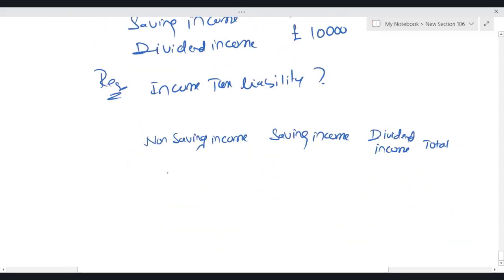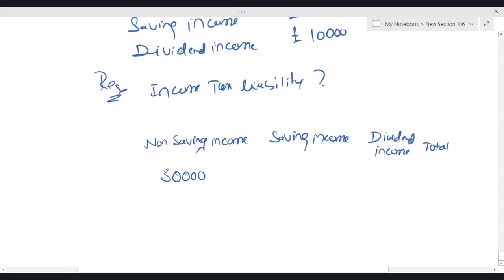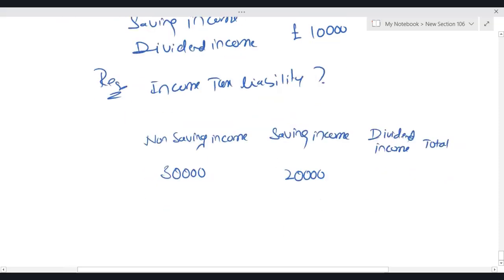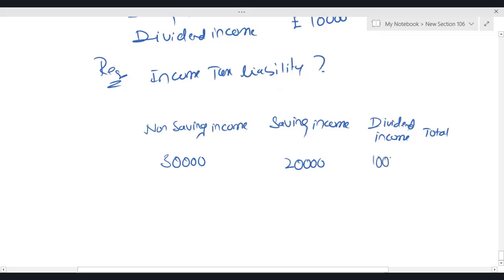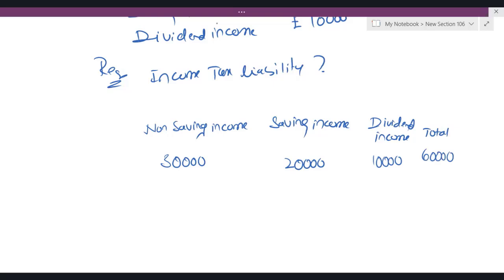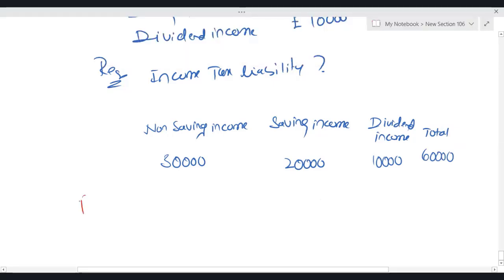Property income is a non-saving income. Saving income is 20,000. Dividend income is 10,000. So the total is 60,000. Personal allowance 12,570.